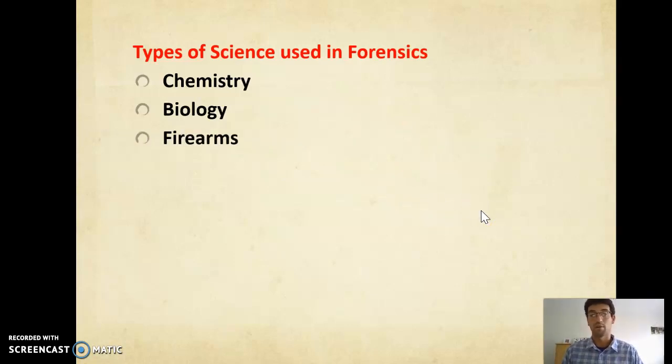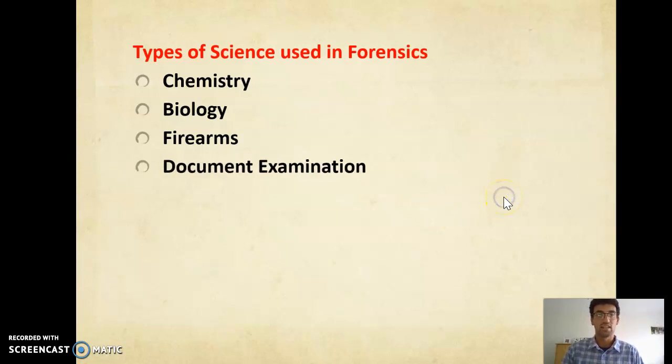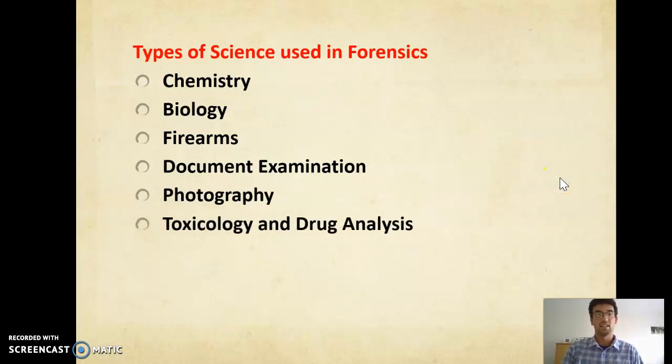Obviously, firearms. We talk about ballistics, which we will talk about later in this class. How bullets go out of guns, what bullet belongs to which gun, how it was fired, residue left after. Very important. Document examination, talking about forgeries, talking about different handwriting techniques, whether a letter was formed or forged or not. Photography, it's very important in crime scenes, which you will find out later. Toxicology and drug analysis, which I've briefly already talked about. If you don't know what that is, that's going to be a fun topic that we will talk about later.